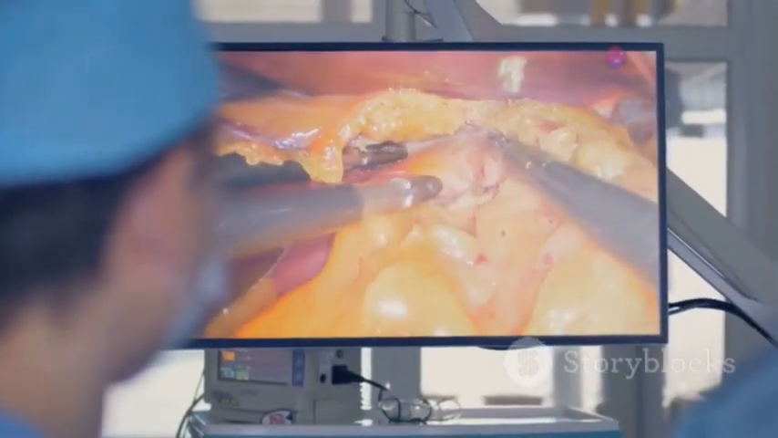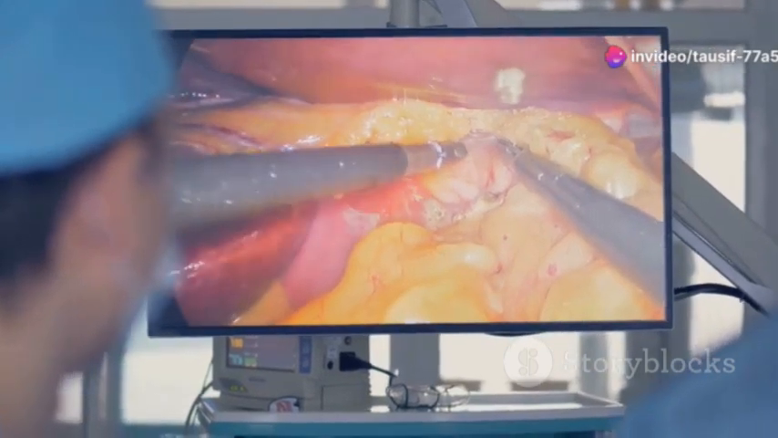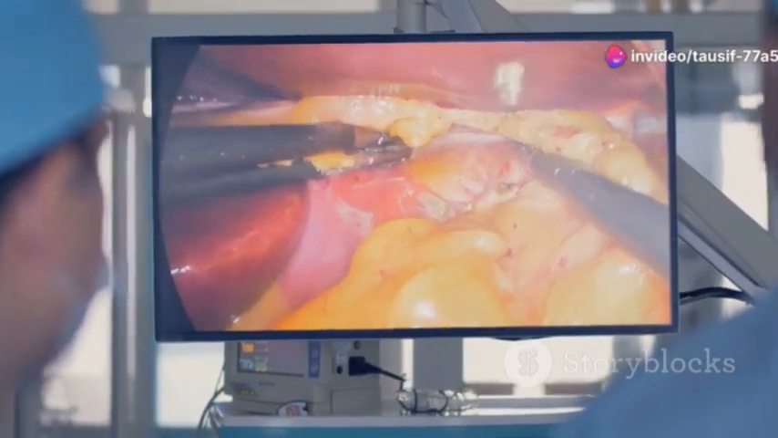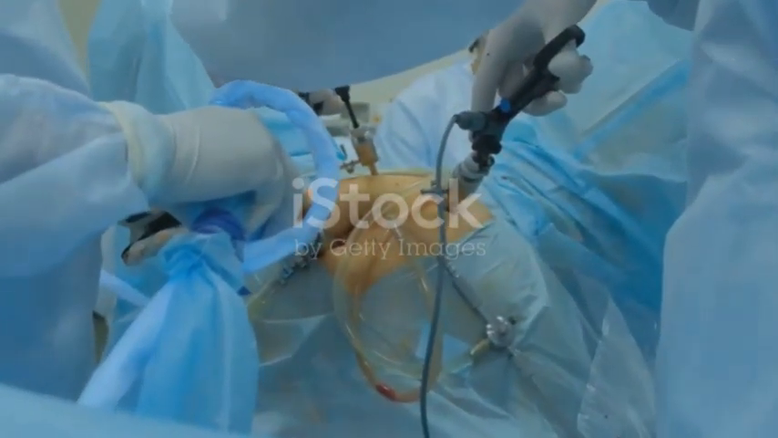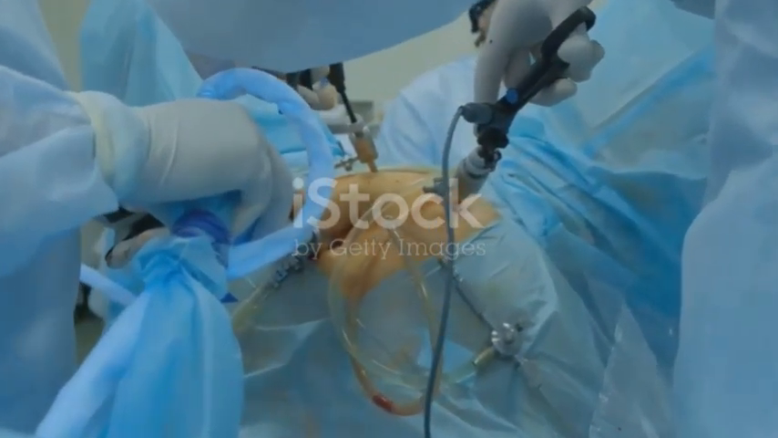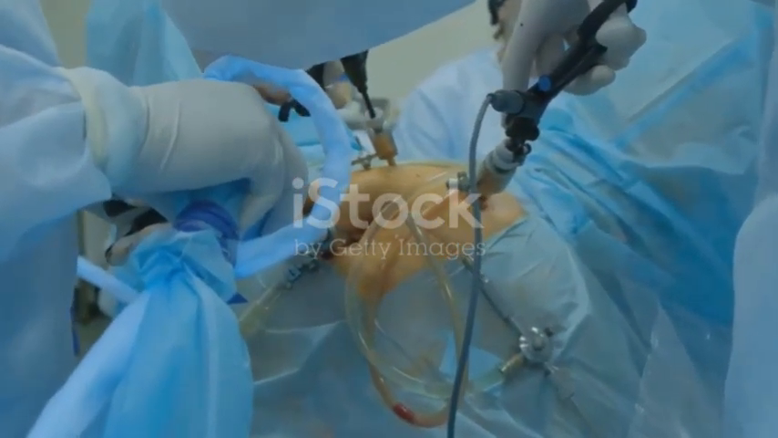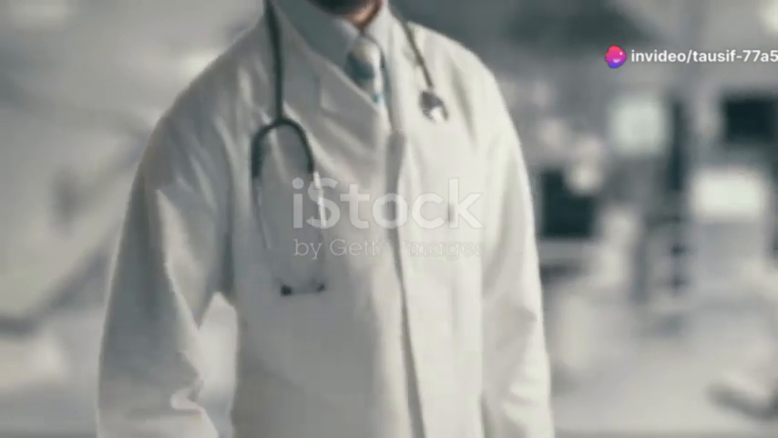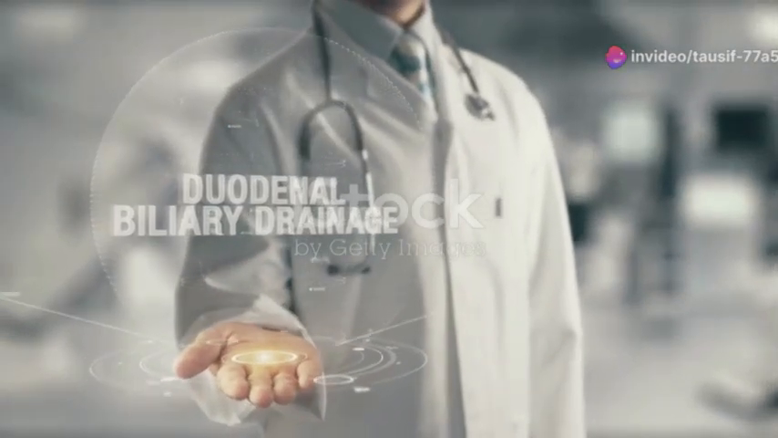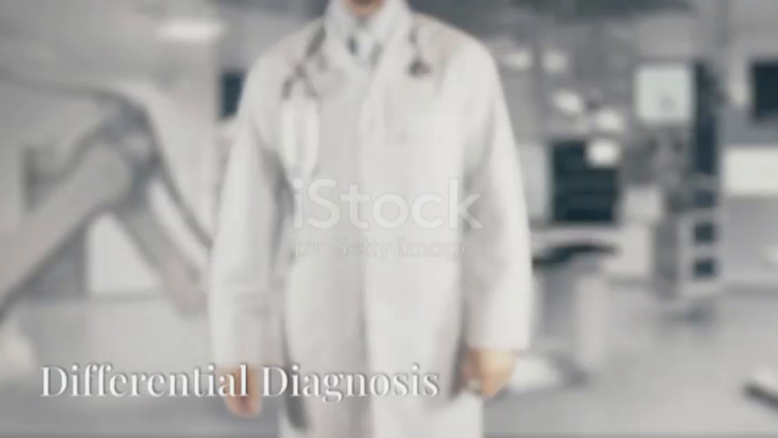Laparoscopic cholecystectomy is the treatment of choice in most cases and should ideally be performed within 72 hours of symptom onset. Open cholecystectomy is reserved for patients with severe inflammation, gangrene, or when laparoscopy is not feasible. For patients who are not good surgical candidates, a percutaneous cholecystostomy can be performed, where a catheter is placed to drain the gallbladder.